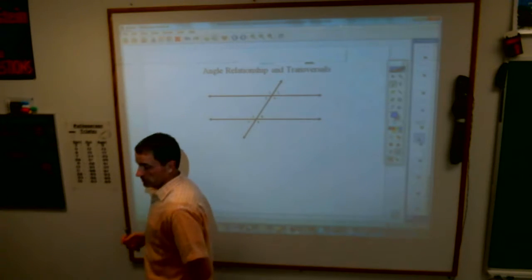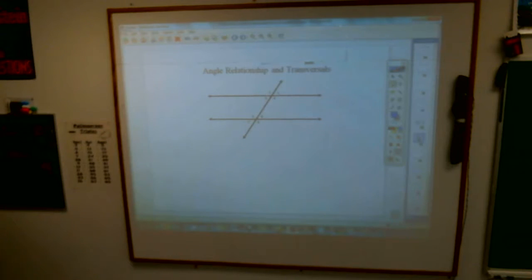There it is. Angle relationships and transversals. Write this down as the definition of a transversal.